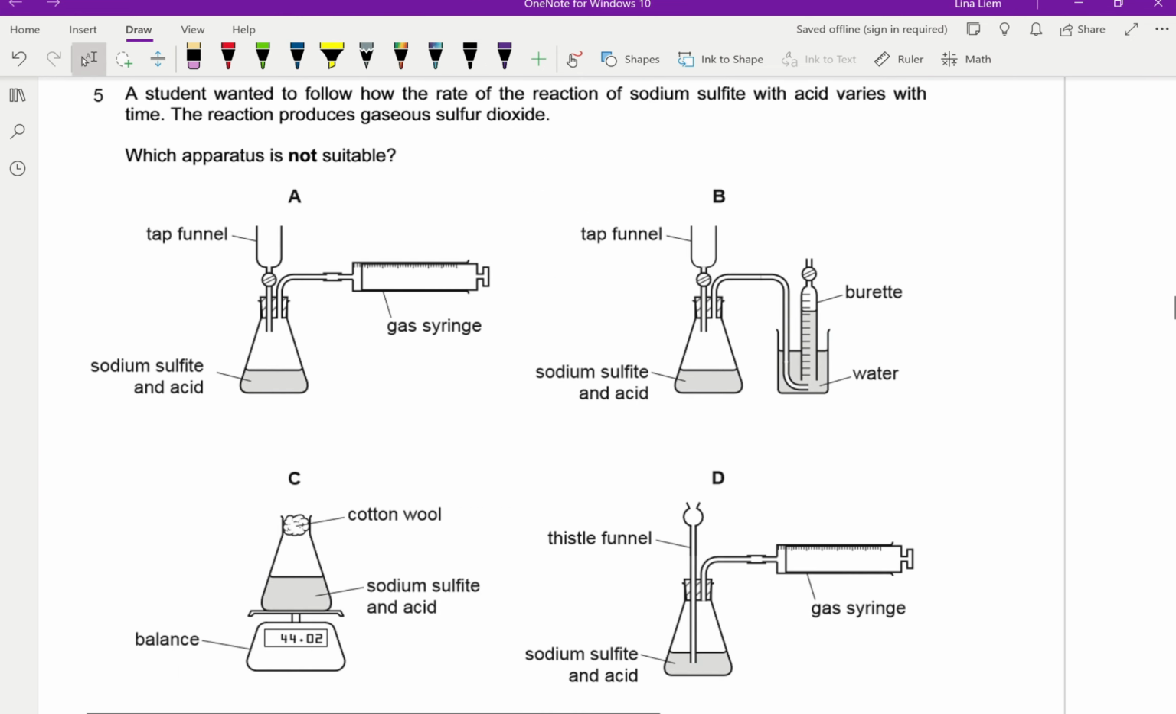Question 5. A student wanted to know how the rate of reaction of sodium sulfite with acid varies with time. This reaction produces gaseous sulfur dioxide.